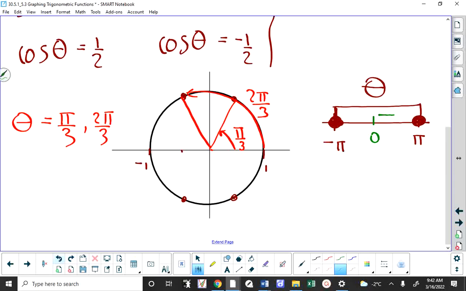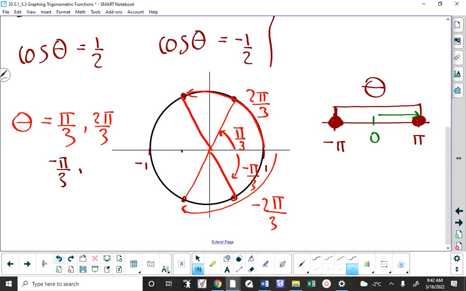So what I've done here now, Ian, is I have gone from 0 to here, and I've written down all of my answers. Now I'm going to go backwards. If I go in the other direction, this is negative pi over 3, and this is negative 2 pi over 3. So those are the 4 solutions. And I could get away with writing plus or minus pi over 3 and plus or minus 2 pi over 3. Okay. All right, we're going to move on now.